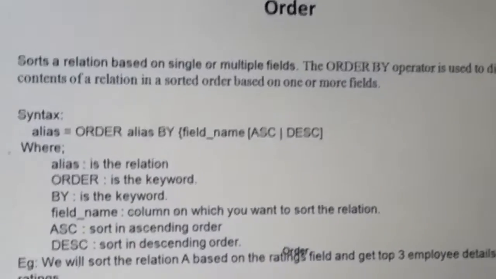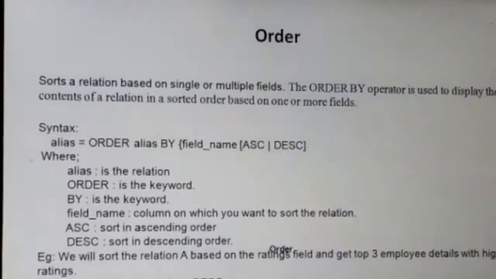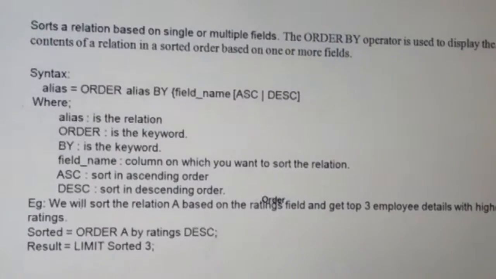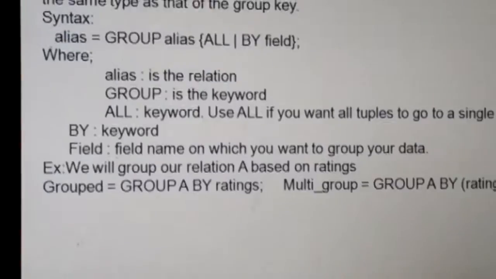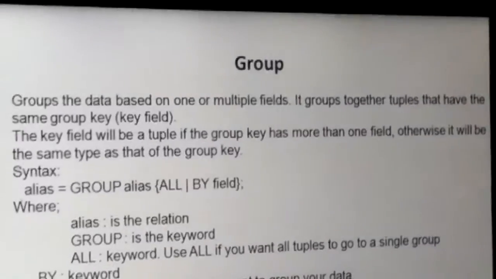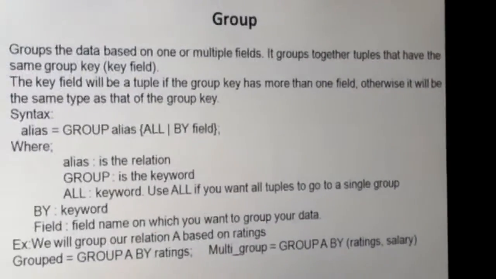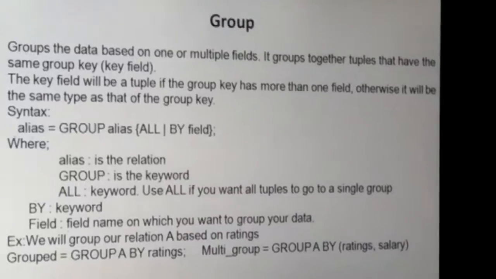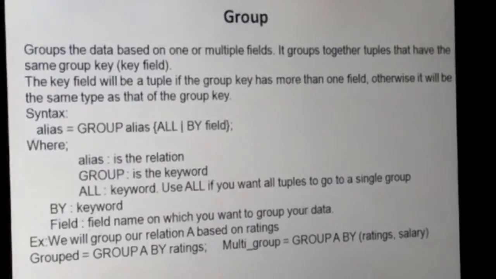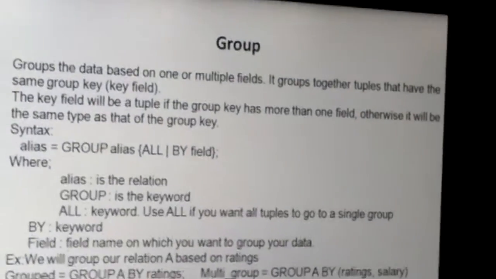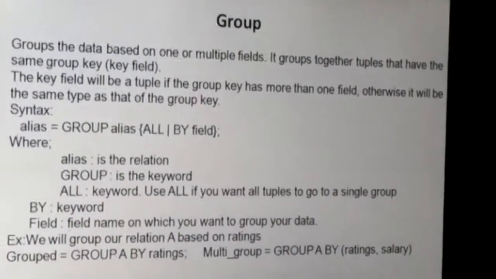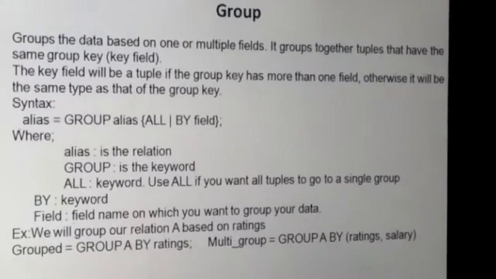So top 3, only 3 records with the highest rating in descending order will be selected. Then group. This group by clause is also the same as in SQL. It groups the data based on one or multiple fields. It groups together tuples that have the same group key. So the example is alias equal to group alias, group again relation, then all or by the field.